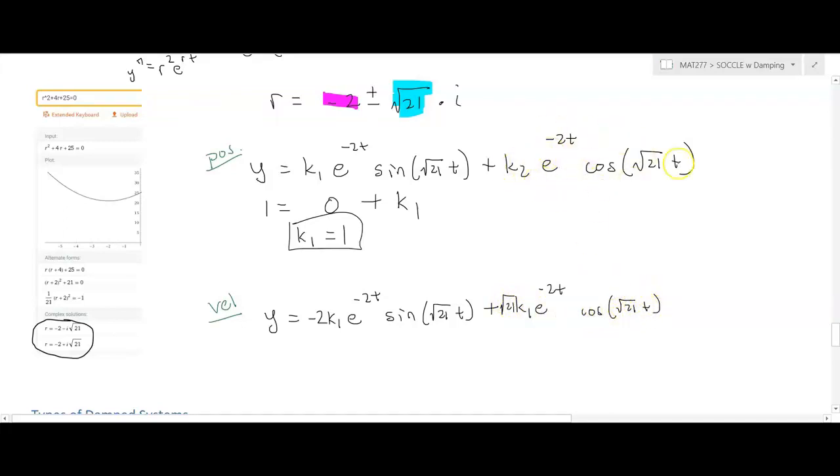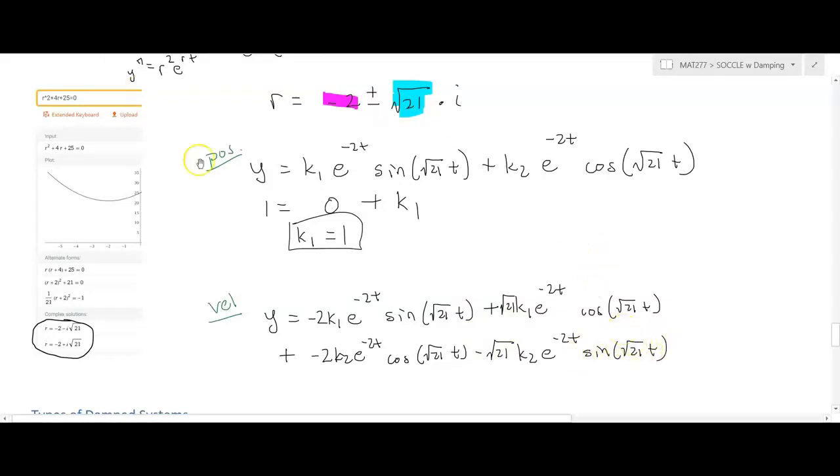And then we have to take the derivative of this whole second term, which will be very similar, plus -2 k2 e to the -2t cosine square root of 21t. That's the derivative of e to the negative 2t times cosine untouched, plus the first untouched times the derivative of the second, which will give us a negative, since the derivative of cosine is negative sine, and it'll be negative square root of 21 k2 e to the negative 2t sine of square root of 21t.